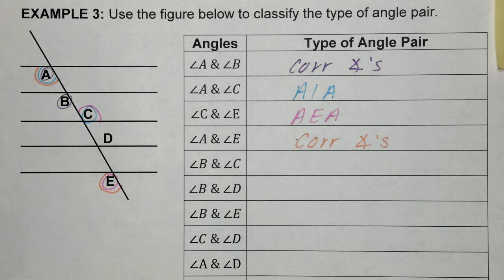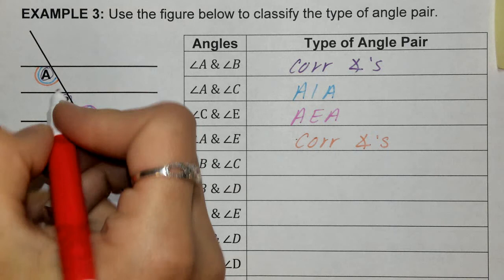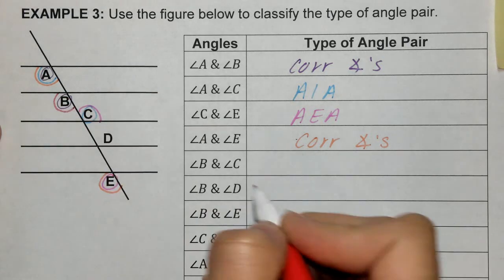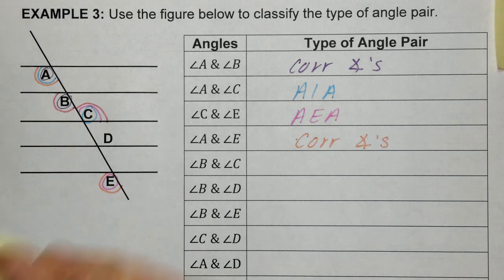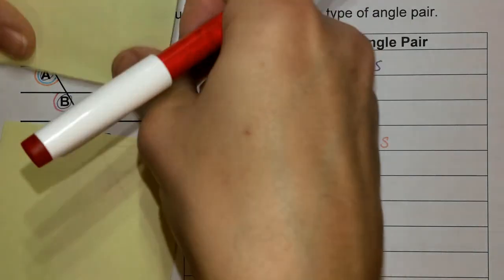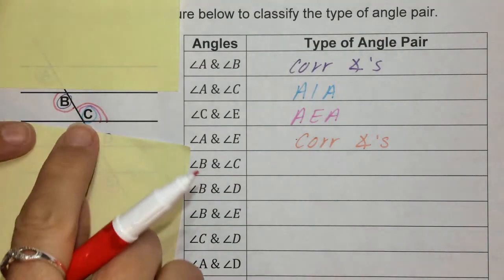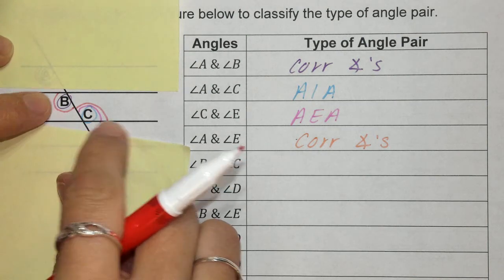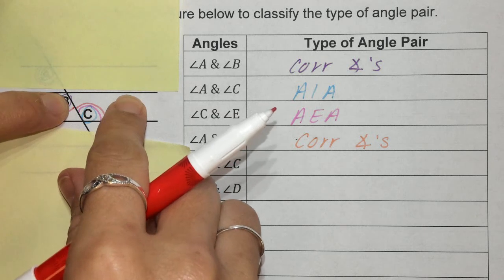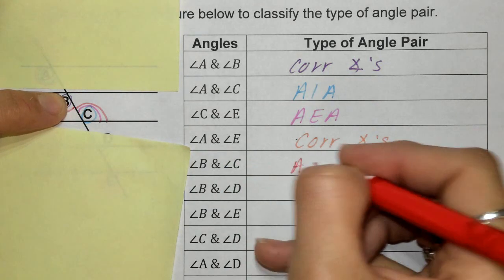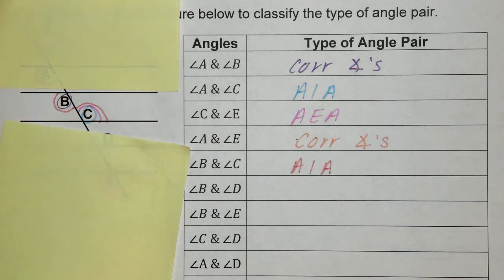This is the last one I'm going to do with you. We're going to look at angle B, and we're going to look at angle C. So nice and pretty. Look at that. We can cover up everything else. Angle B and C are on alternate sides of the transversal and both located interior. So we have alternate interior angles. All right, do the rest, and we will go over them in class the next day.